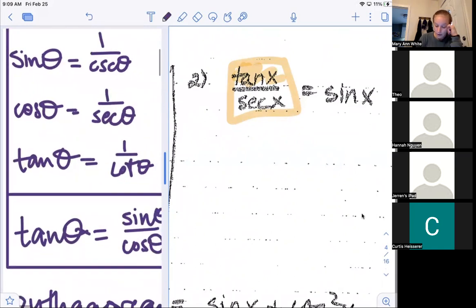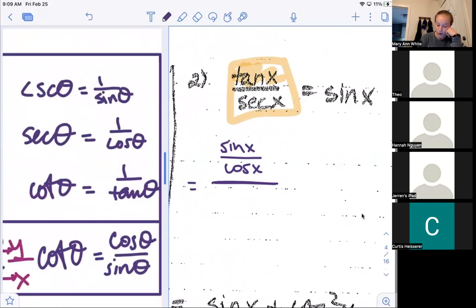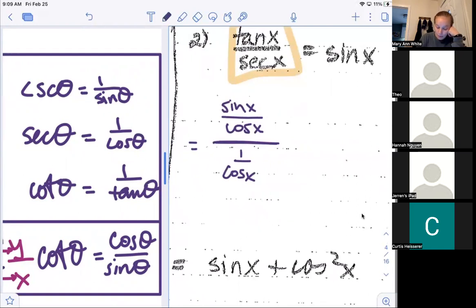So I'm going to rewrite that numerator as sine over cosine. And what's secant in terms of sine and cosine? Cosine. Good, it goes with cosine. So I can think of secant as 1 over cosine. So I'm going to replace the denominator with 1 over cosine. Perfect. Now I have this big ugly fraction. So I put everything in terms of sine and cosine. Let's simplify that. So I'm going to multiply by the reciprocal. So I've got sine x over cosine x times cosine x over 1.